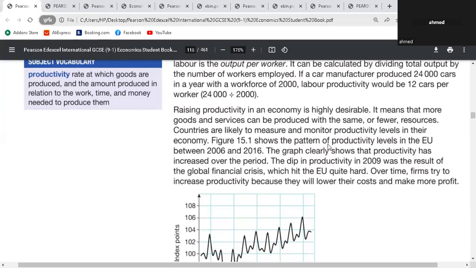The second paragraph says, raising productivity in an economy is highly desirable. That means it's important. So what does that imply? It implies that it is important for an economy to be able to increase its productivity because if it does that, its goods and services will increase, which means its GDP, the gross domestic product, will increase. Clear. That's the importance of productivity there.